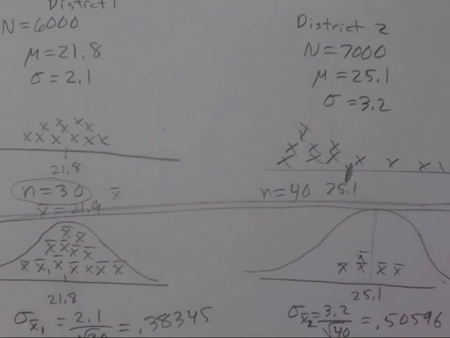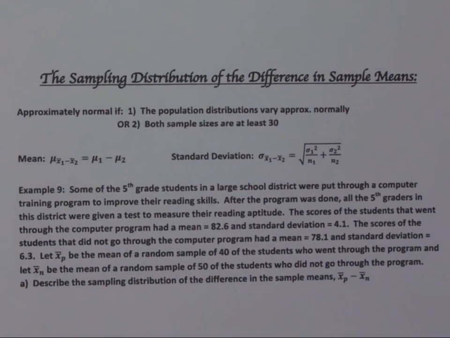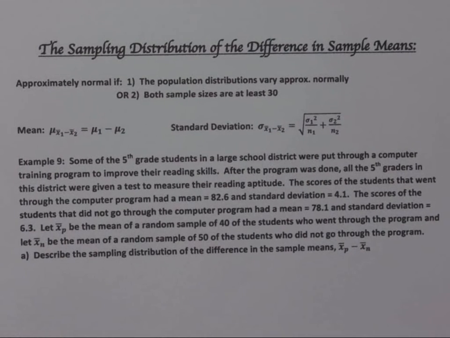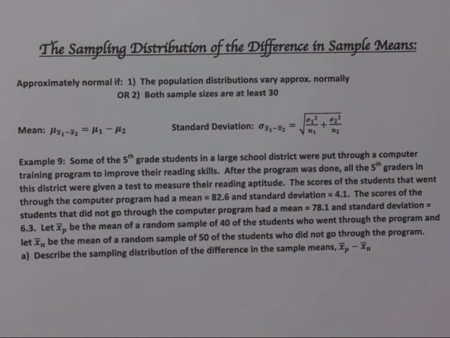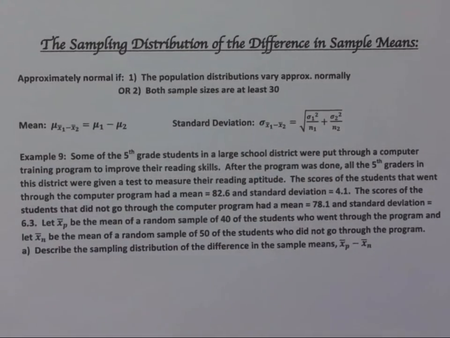So having said that, now let's see if we can do the problem. So here are your formulas in regards to the sampling distribution of the difference in sample means. There you can just subtract the means, but then there's the formula for the standard deviation.